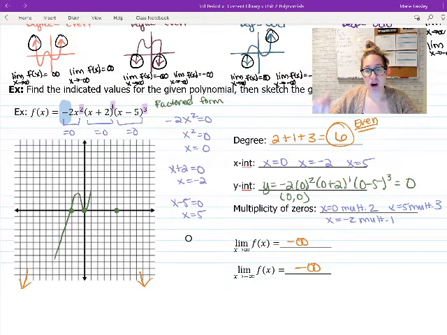And then to go through 5, we're going to do like a little wiggle. Again, I don't care how high you go. I just care that you have kind of like a wiggle through that point. So we have a straight through at negative 2, we have a bounce at 0, and we have a wiggle through 5. That's our graph.